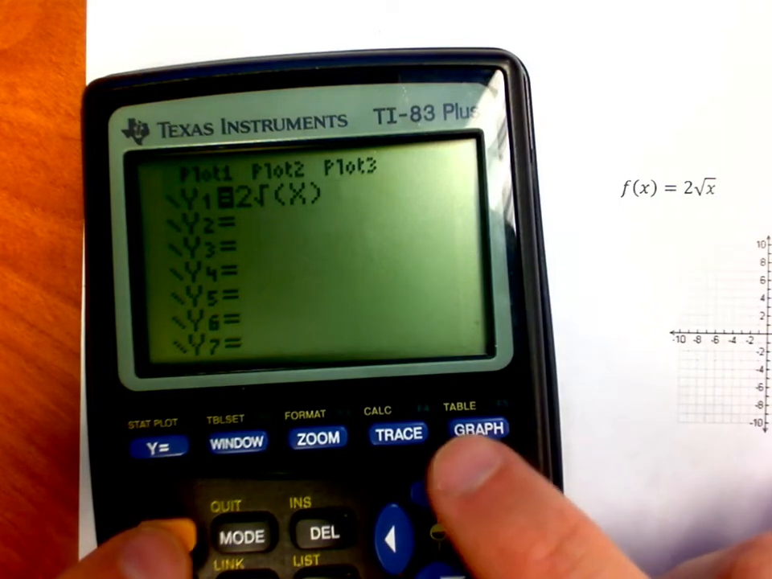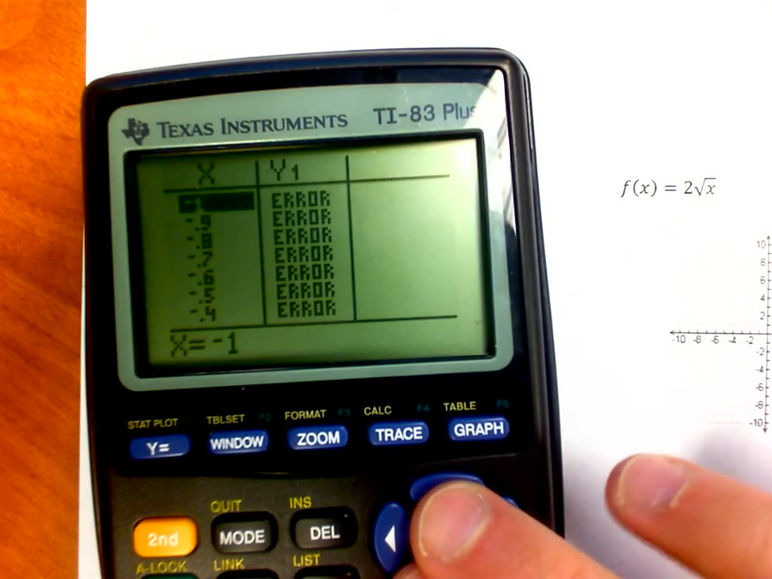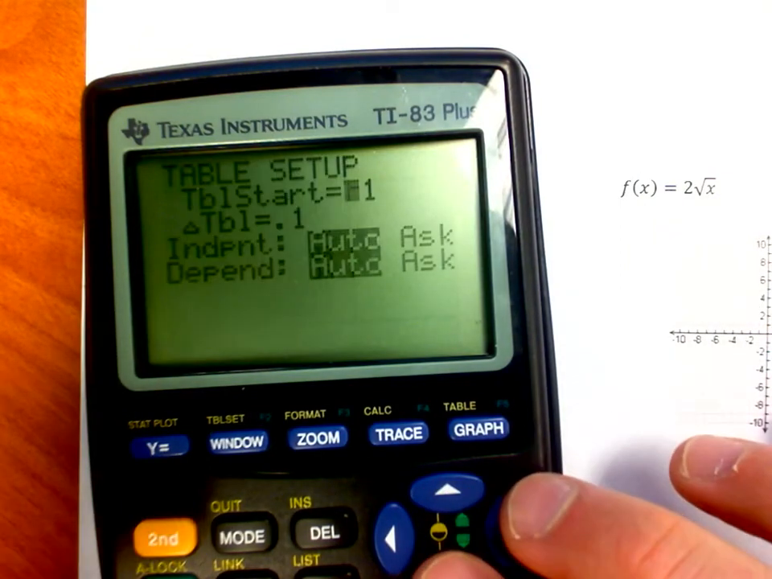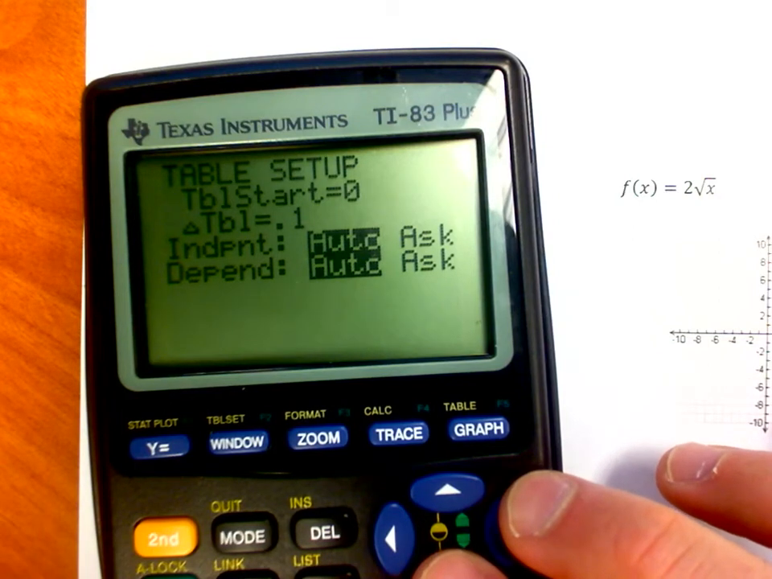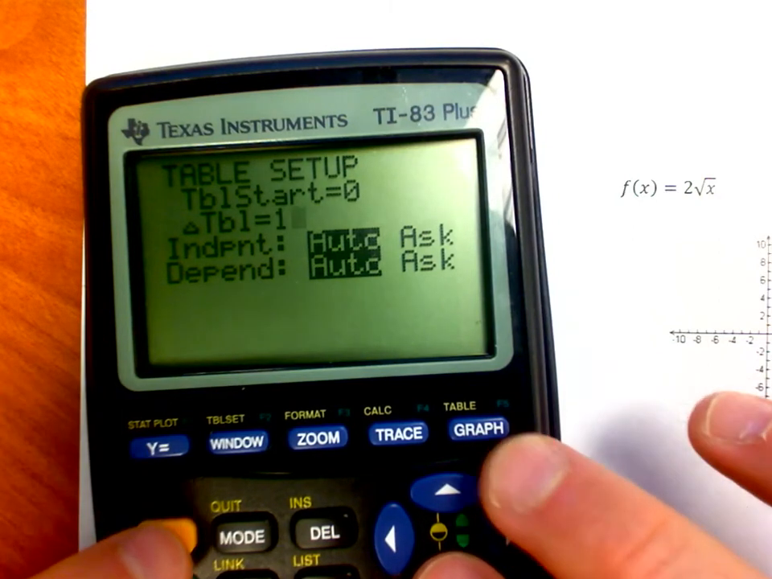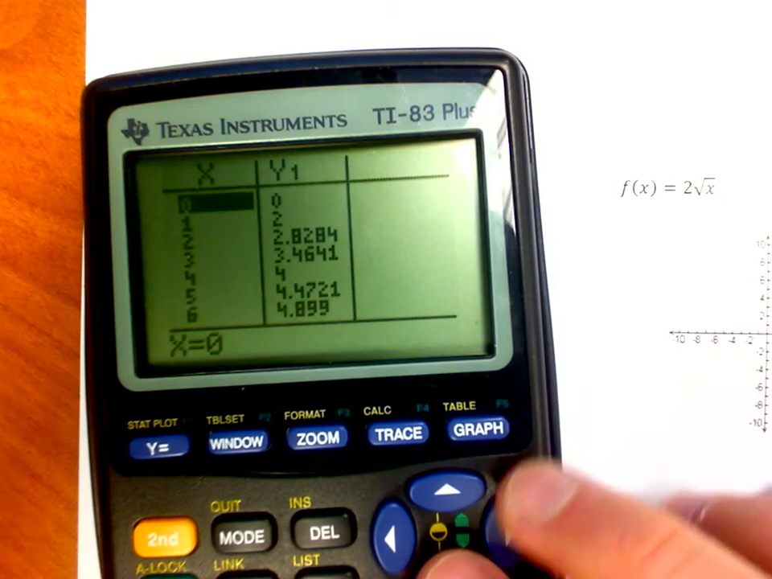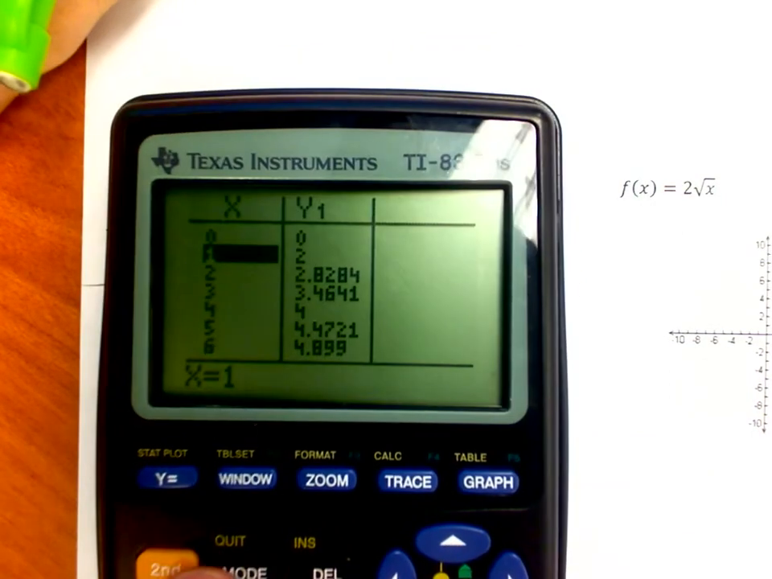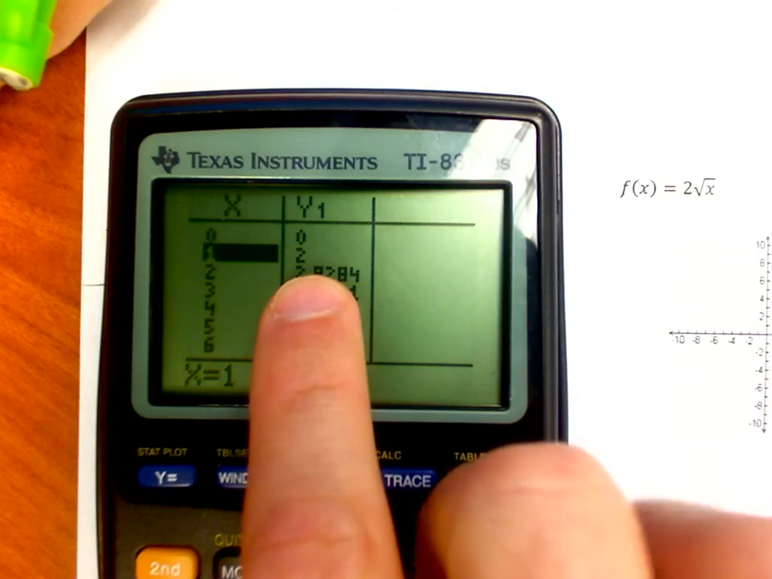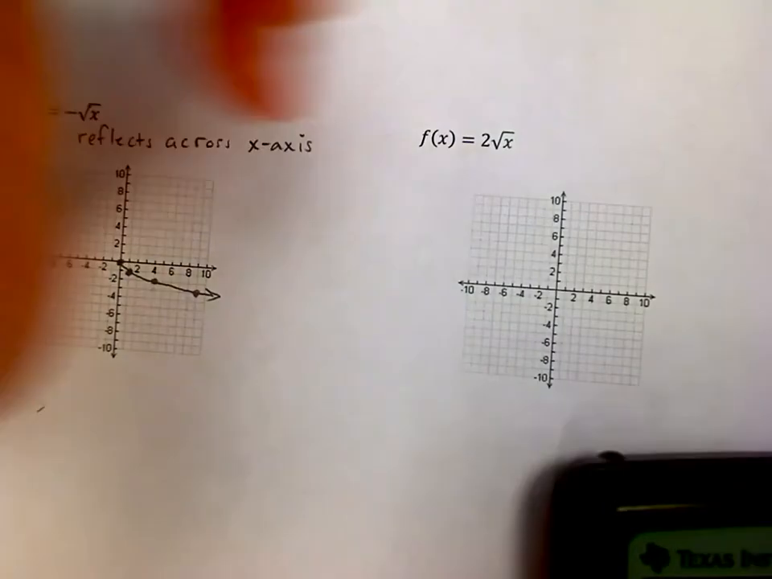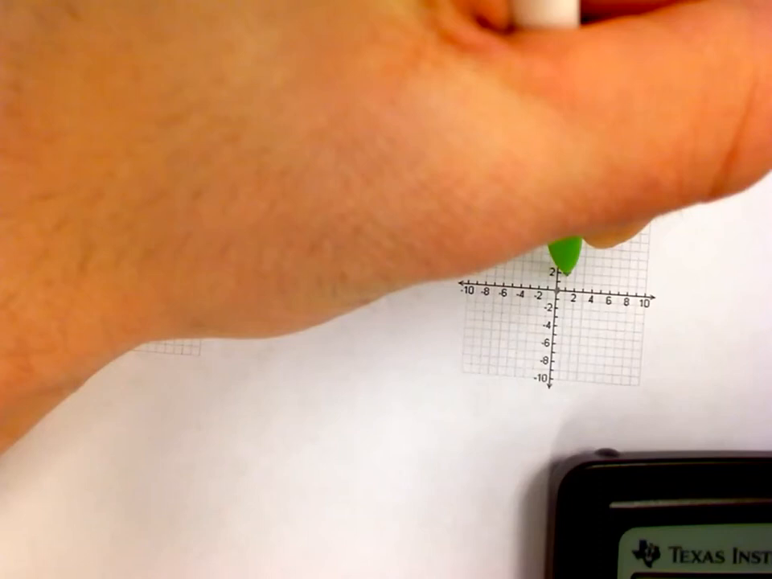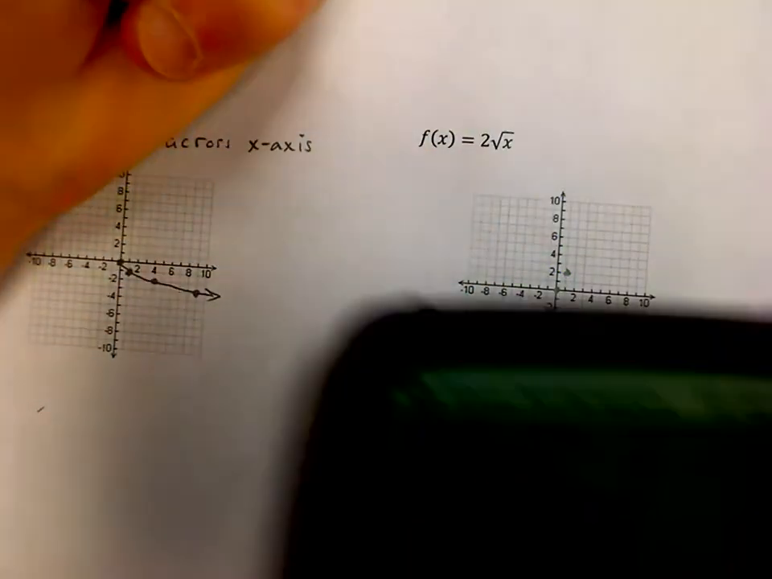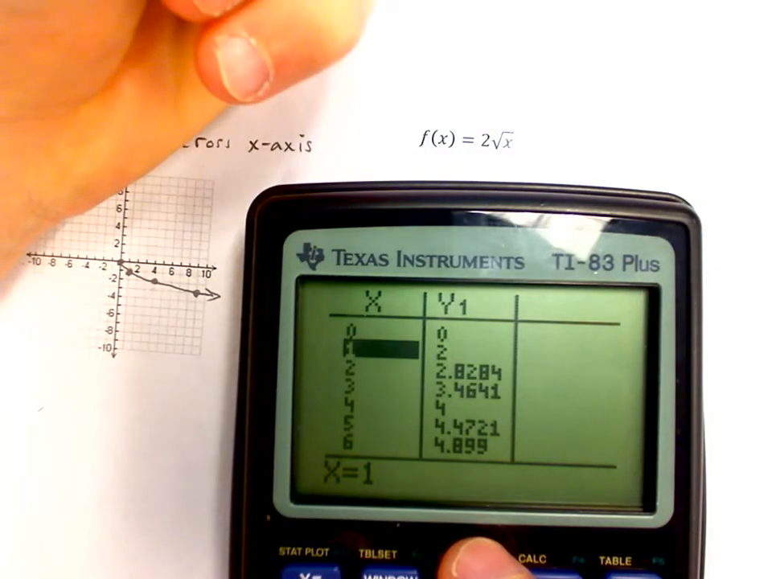And when I go, I could use the table here. Let me do my table setup. Let's start at 0, and let's go by ones. And let's go back to the table. And you can see here that 0, 0 is my first point. And now you know what I'm going to do? I'm going to only pick the values that are nice, neat numbers. So 0, 0, 1, 2 would be my next point. 4, 4 would be the next point that I'm going to use.